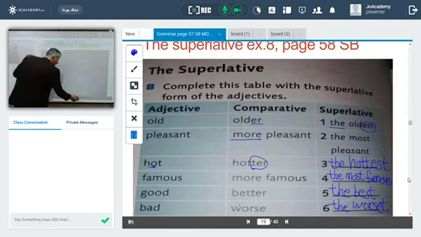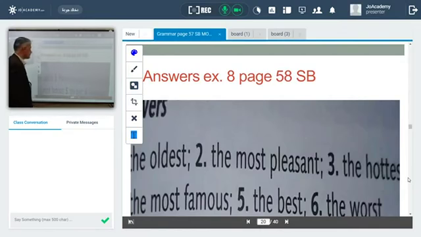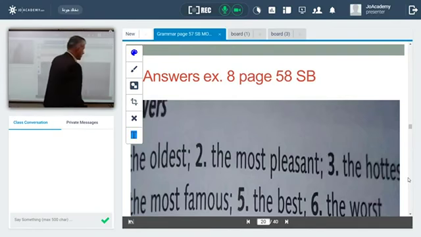Let's move to the next exercise. Here we have the answers. The oldest, the most pleasant, the hottest, the most famous, the best, the worst. These are the answers to the question.